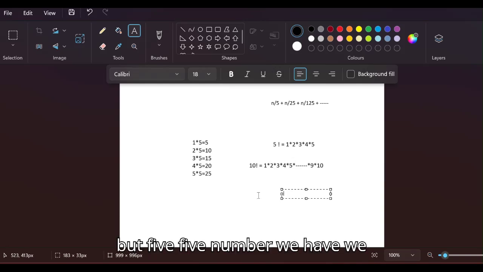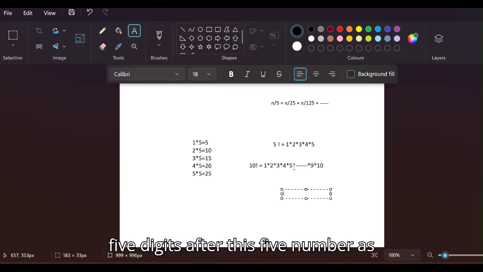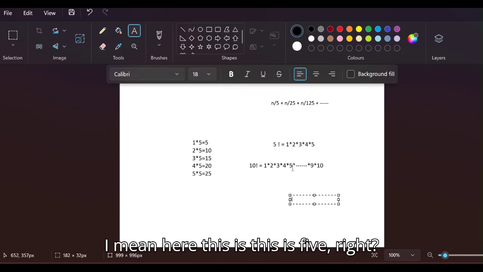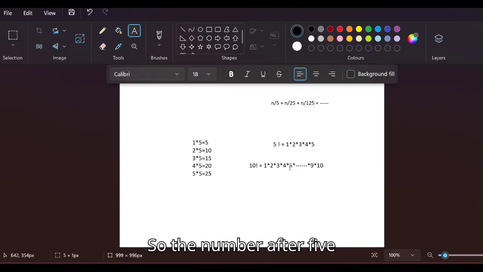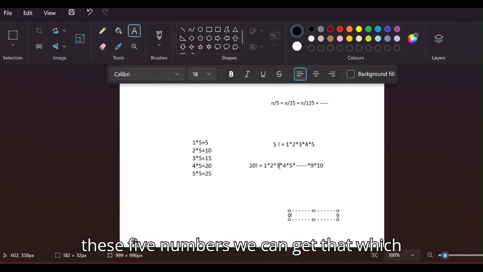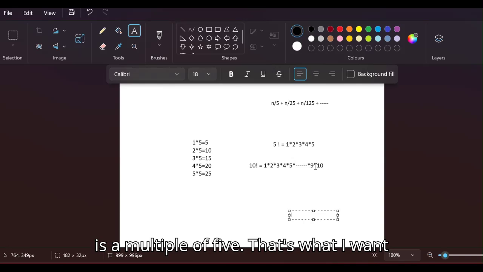But with 5, we can write only every 5th number after it as a multiple of 5, right? So here this is 5, and 5 times this number is 10. So we have 6, 7, 8, 9, 10. After these 5 numbers, we get 10, which is a multiple of 5. That's what I want to say.